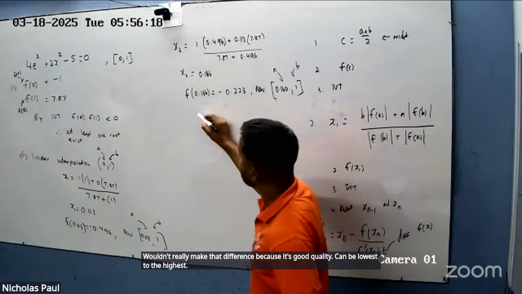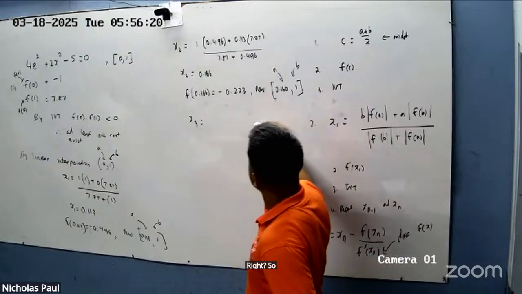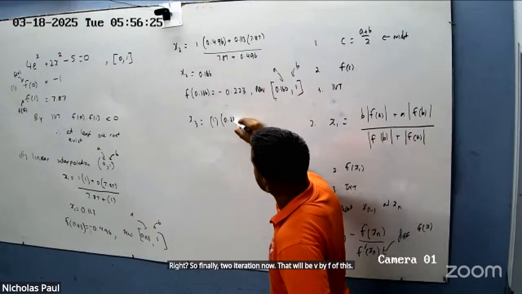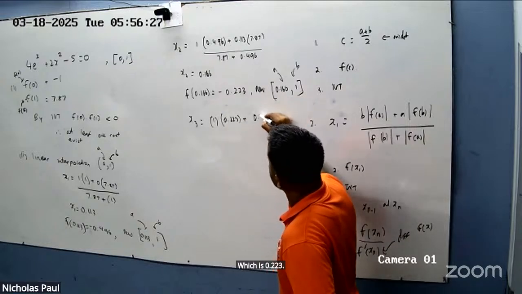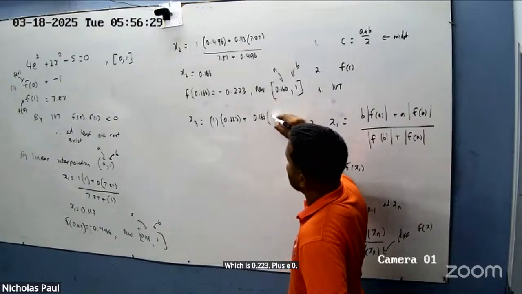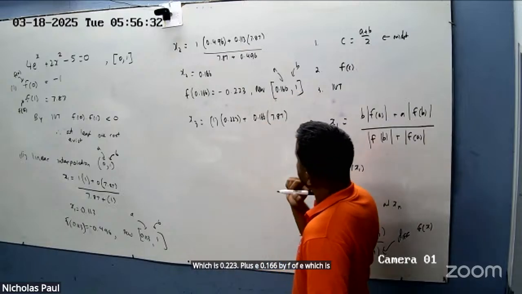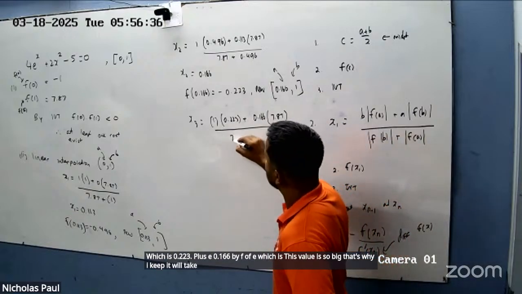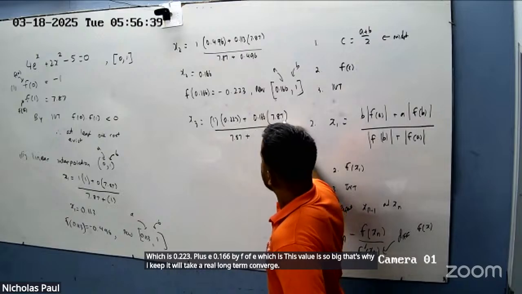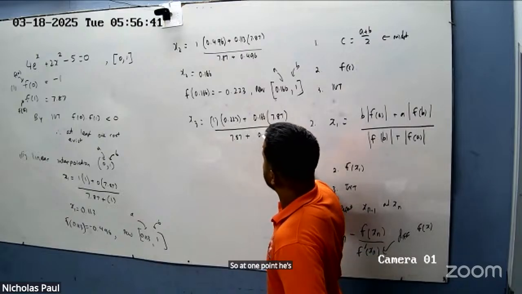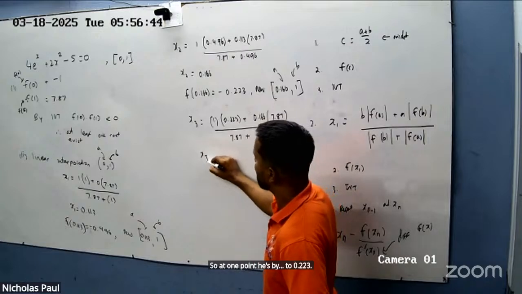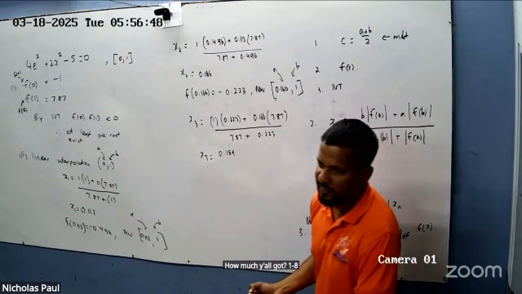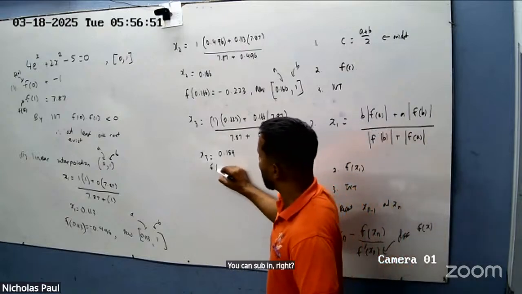So find the third iteration now. That will be B, which is 0.223, by f of A, plus A, 0.166, by f of B, which is 7.87. This value is so big that's why it will take really long to converge. 7.87 by 0.223. How much did you all get? 0.189. You can stop there. But what is f of 0.189?